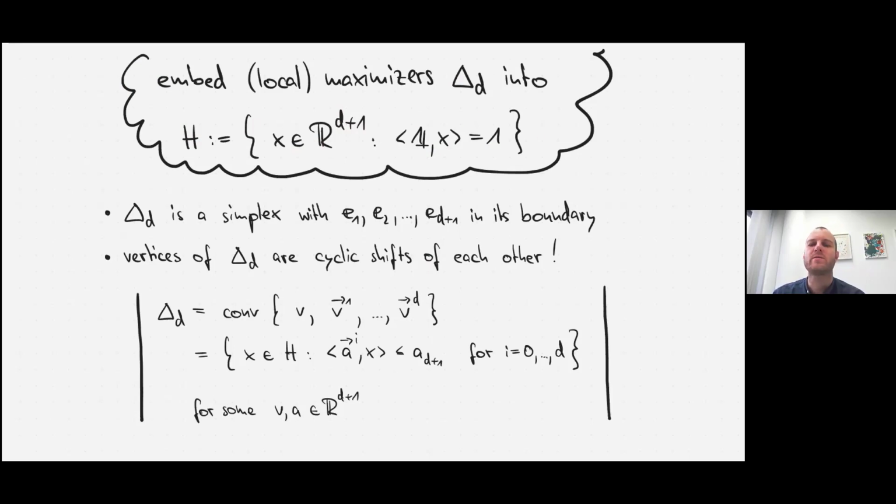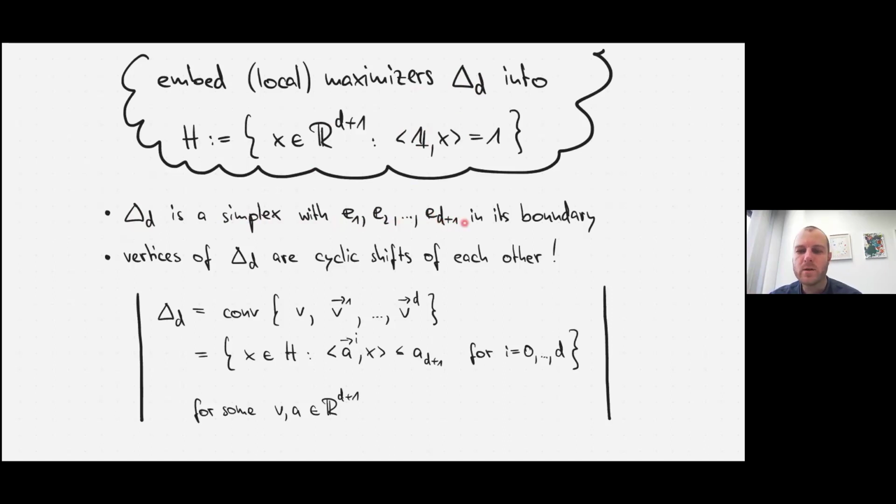Okay, it turns out that if you lift it like this, these previous simplices have a nice pattern, a nice description. So first of all, take one of these maximizers. First of all, they are a simplex, that's what I already told you. But now they have the first d plus 1 standard unit vectors as integer points in their boundary, or in the relative boundary, if you want.